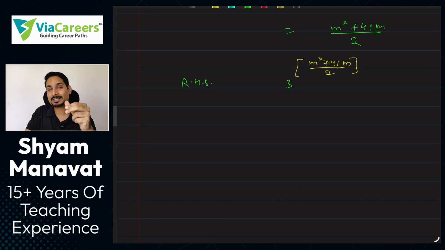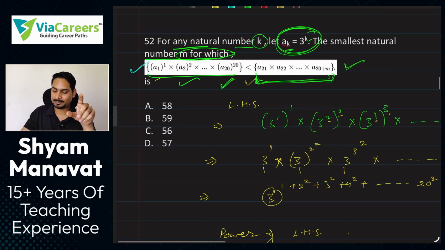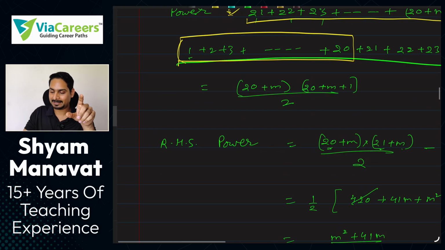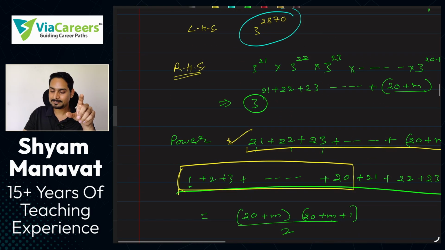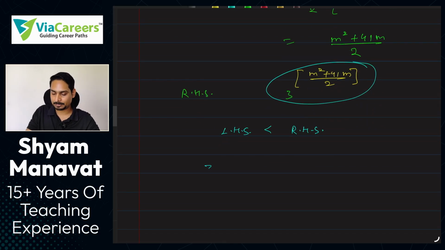अभी कंक्लूजन पे थोड़ा सा और आगे चलना है हमें. So if I write the original question again, इसको अगर मैं लिखता हूँ, here left hand side and right hand side, ये आपका लेफ्ट हैंड साइड है और ये आपका राइट हैंड साइड है, right? As per the question, left hand side is less than right hand side given in the question. So that is equal to 3 to the 2870. We got this at left hand side should be less than 3 to the m square plus 41m by 2 as per the question.